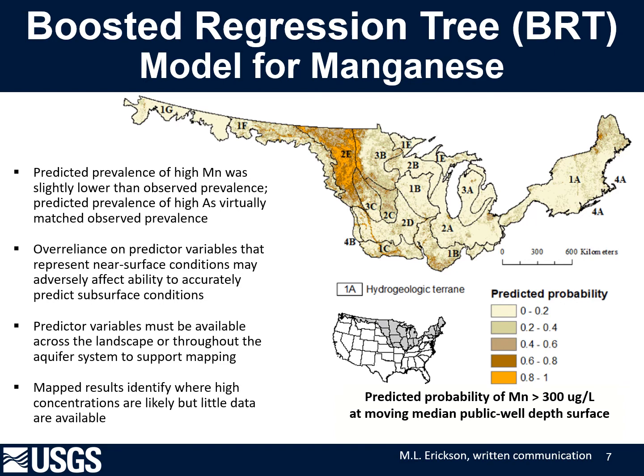Here we're going to look at the results of the manganese model at the depth of public supply wells again. And this is predicted probability of manganese above 300 micrograms per liter. And we can see, again, the upper Midwest has the highest concentrations.